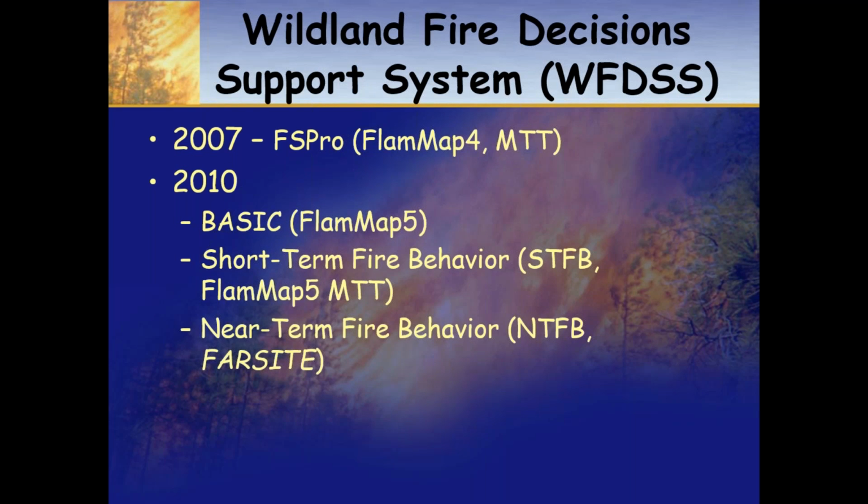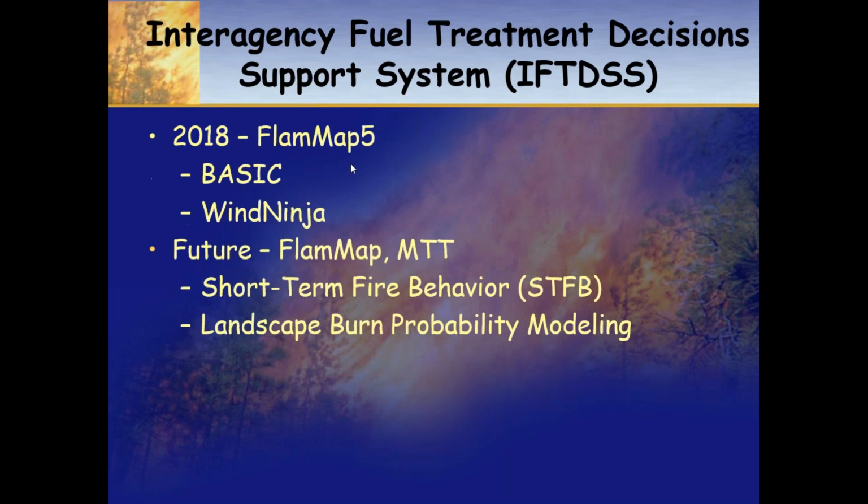So the Wildland Fire Decision Support System basically has FSPro, which uses the minimum travel time algorithm that's used in FlamMap, and it has also basic, short-term fire behavior and near-term fire behavior. So all of those, their genesis came from FlamMap or Farsight into WFDS. They were all developed and tested and initially done within FlamMap or Farsight and then ported into WFDS.